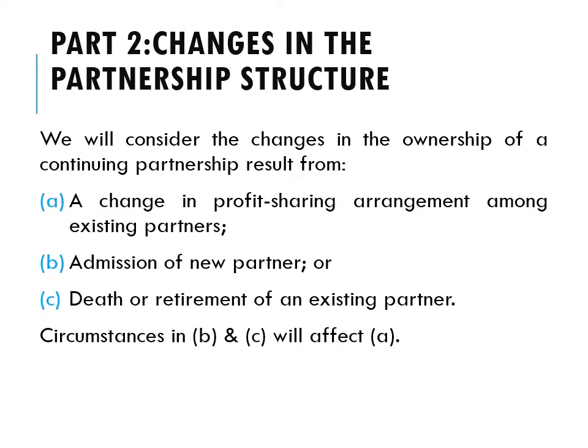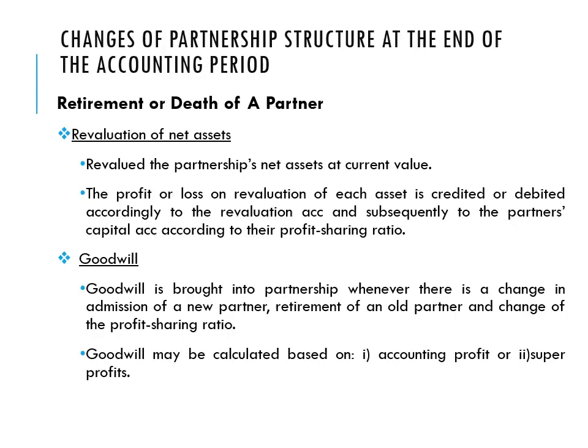All right, so circumstances B and C will affect the profit sharing arrangements among the existing partners. When there is a retirement or death of a partner, the partnership has to revalue the net assets in the partnership at current values. So the profit or loss on revaluation of each asset is credited or debited accordingly to the revaluation account, and subsequently to the partners' capital accounts according to their profit sharing ratios.